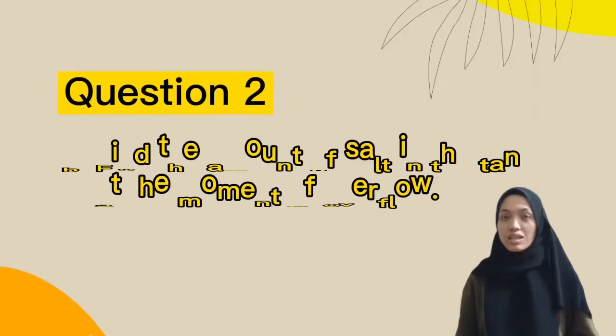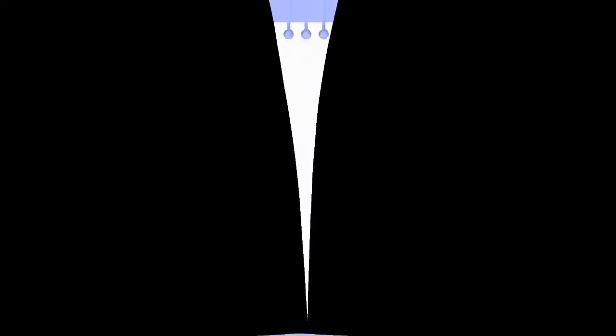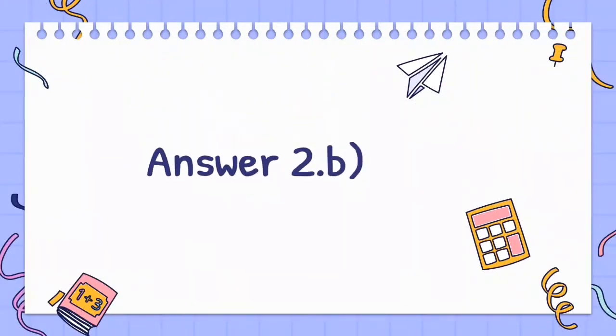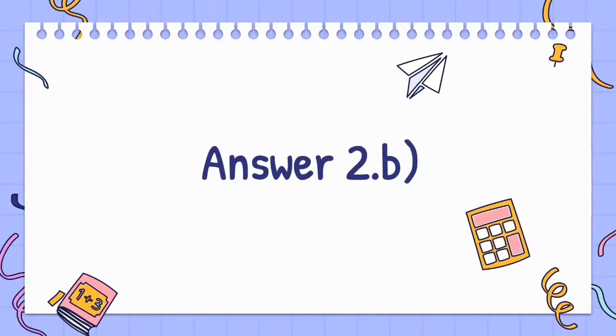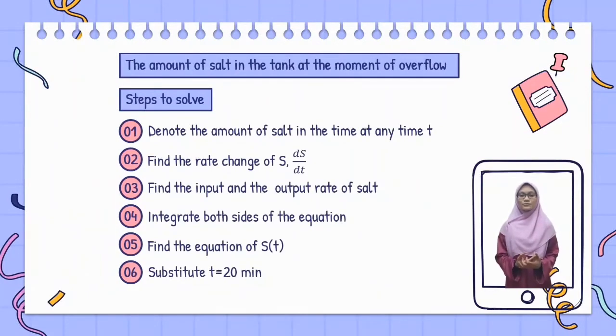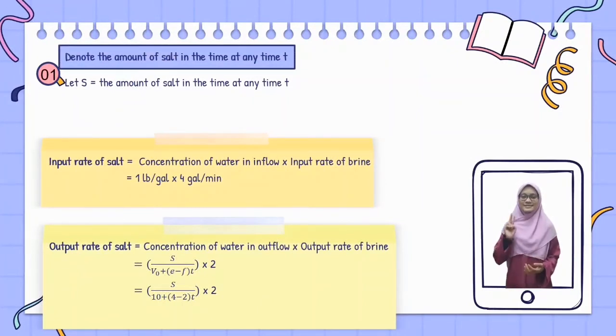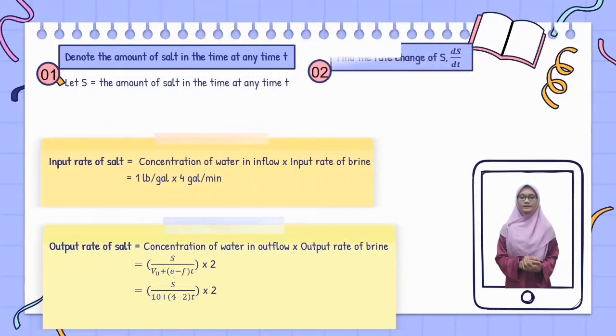Thank you. Next, what is the amount of salt in the tank at the moment of overflow? So, for the answer to B, there are 6 steps to solve this problem. The first step is we let S equal to the amount of salt in the tank at any time. The second step is we find the rate of change of S, where the rate of change of S equals the input rate of salt minus the output rate of salt.